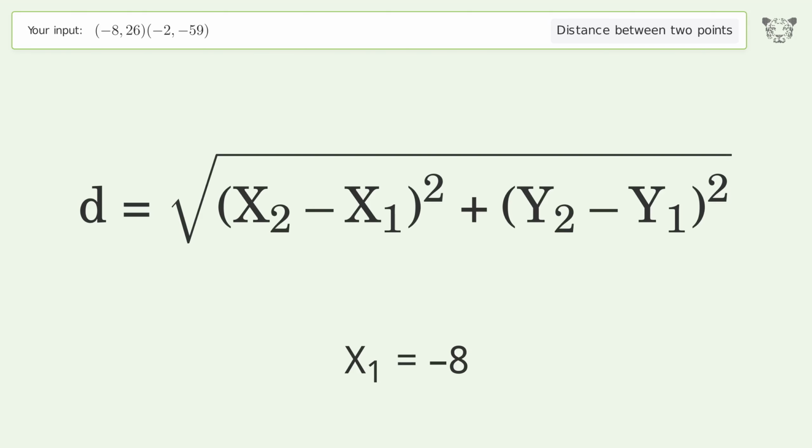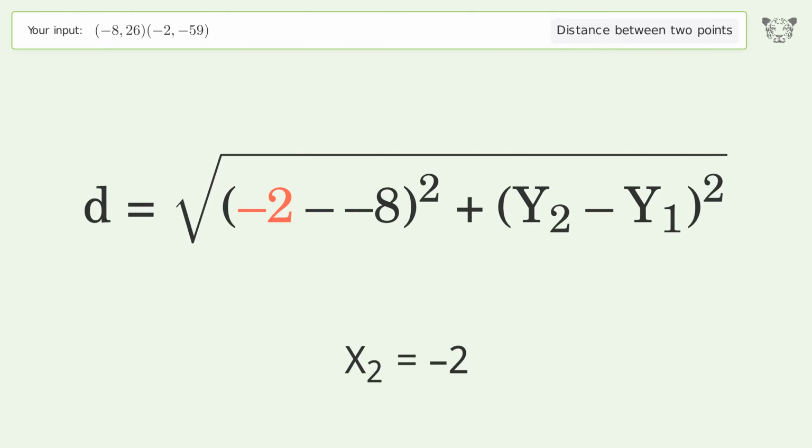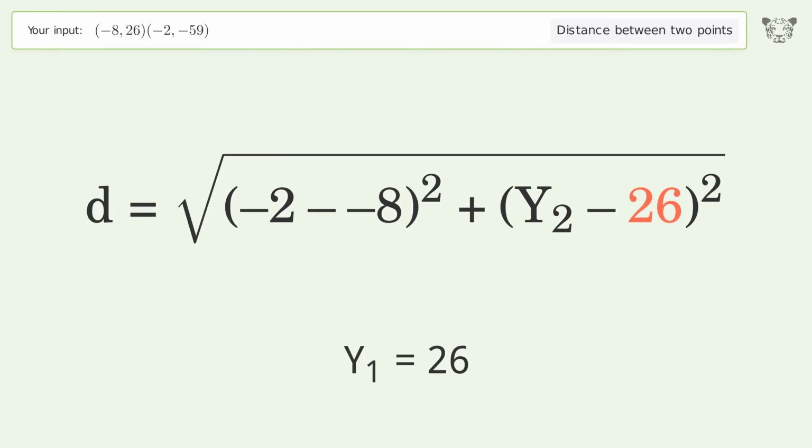x1 equals -8. x2 equals -2. y1 equals 26. y2 equals -59.